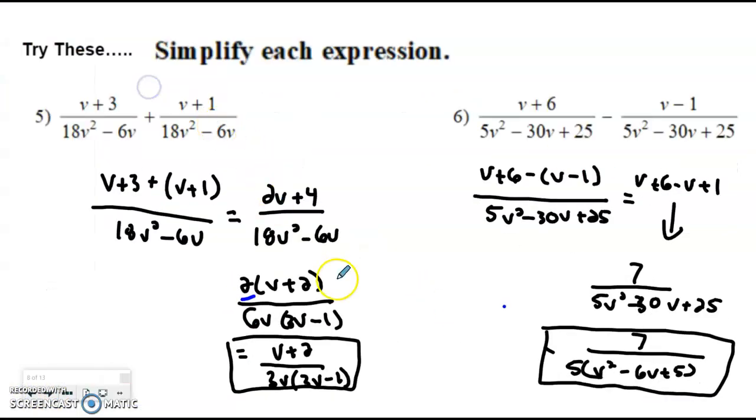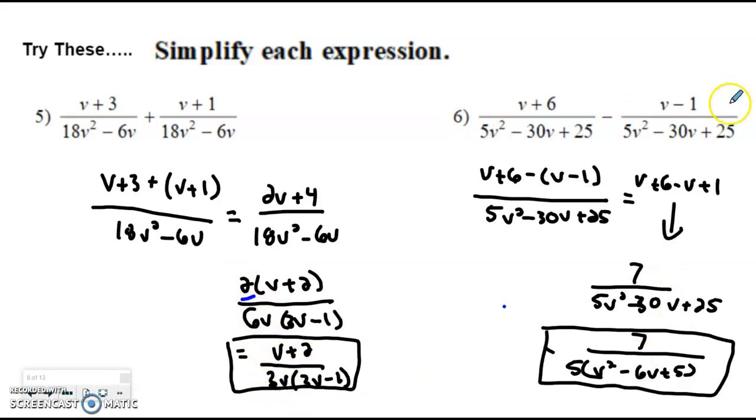All right, so for that first one, number 5, I ended up with 2v plus 4 divided by 18v squared minus 6v. If I look at it, I could take a 2 out of the numerator, so I get 2 times v plus 2. And in the denominator, 6v is the greatest common factor. When I look at the 2 and the 6v, there is a 3. The 2 goes into 6 3 times, so that's how I end up with 3v in the denominator.